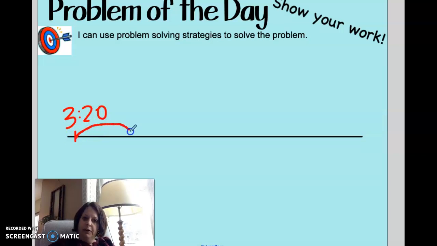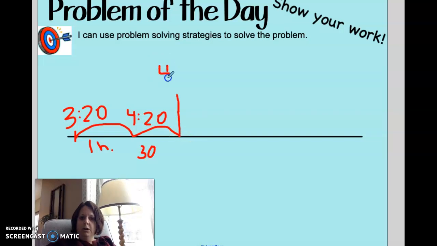If I make a jump here for an hour, I'm going to write 1H, and then that would be 4:20, right? Correct. 4:20 is 1 hour. And then I need to add a half hour. So I'm going to make a little jump here. That's 30 minutes, right? Because an hour is 60 minutes and a half hour is 30 minutes. I'm going to raise this up here because I'm running out of space. So we get 4:50. You are correct. It just takes me a while to write it.